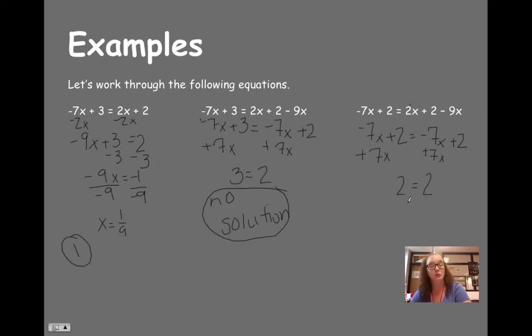I have 2 equals 2, which means for this equation, I have infinitely many solutions. So I can put whatever value I wanted to in for x. I can put in 3. I can put in 742. Whatever value I put in here for x, the equation will work out. So there are infinitely many solutions.